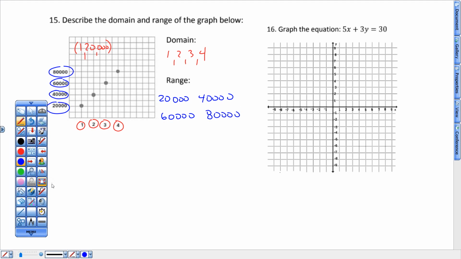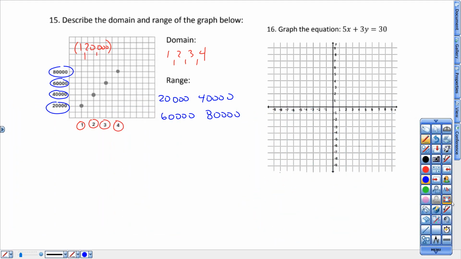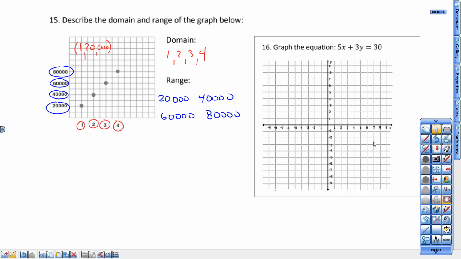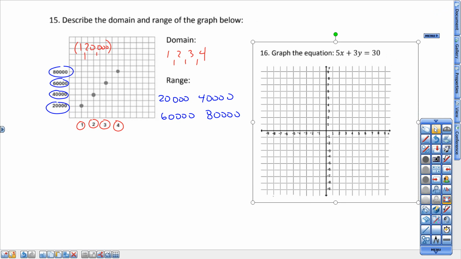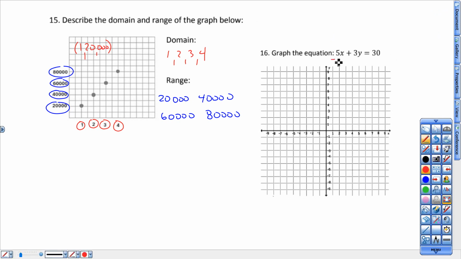All right, moving on. Graphing this one, it looks like they want you to solve this for y first. So I'm going to take away that 5x on both sides. That will give me 3y equals -5x plus 30. Right there, divide everything by 3. That makes y by itself: y equals -5/3 x plus 10.